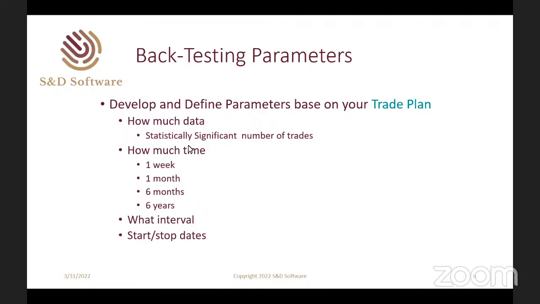If you're swing trading and you're doing one trade a month or one trade every 2 or 3 months, you may not need 30, or you may need to go back further in time to get the information that you need. So how much time? Here again, that depends on how much you need to have that statistically significant number of trades. What interval is going to be determined by your trade plan. Your start and stop dates will all be determined by your trade plan.